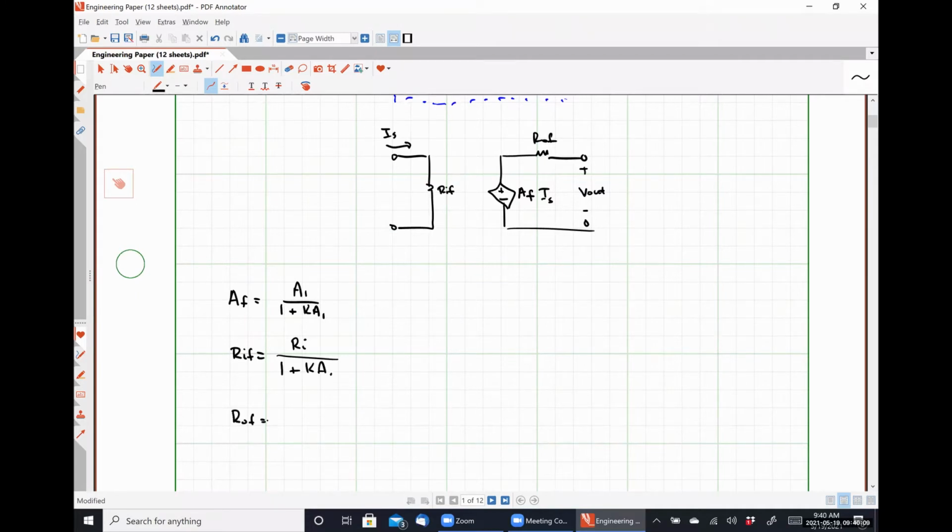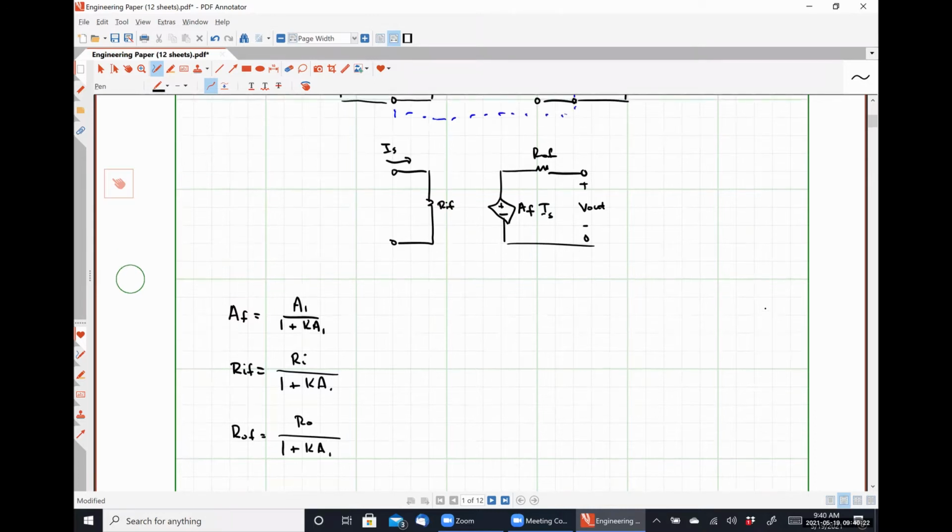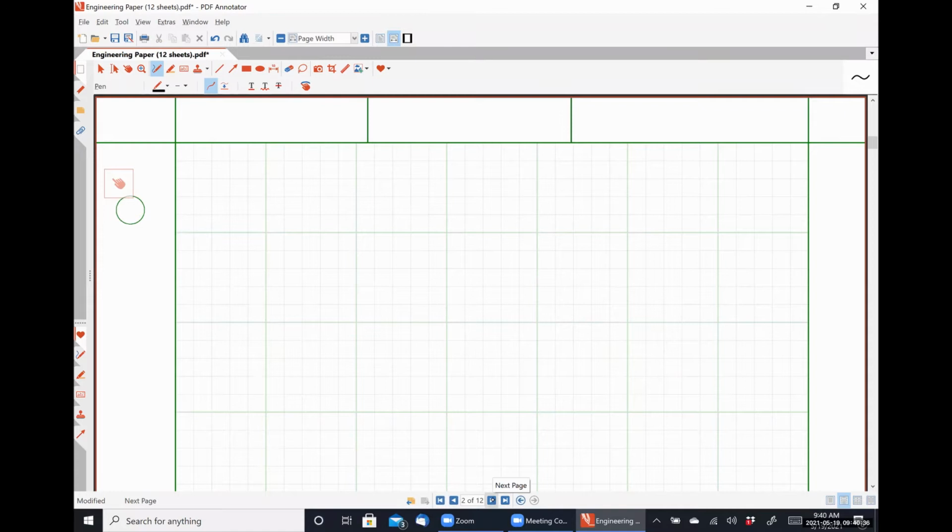And similarly, ROF is going to be RO divided by 1 plus K A1 because our feedback network is connected to the output of our open loop amplifier in parallel as well. So this is our analysis for the ideal case. Now we get to look at what happens when we have signal resistances, load resistances, and we assume that our feedback network is actually loading our amplifier.